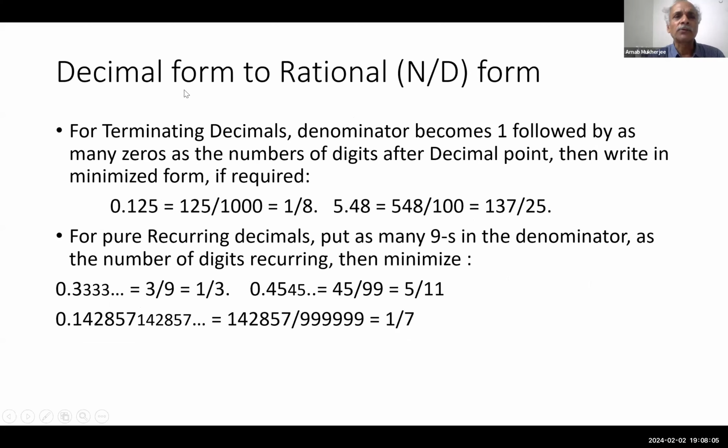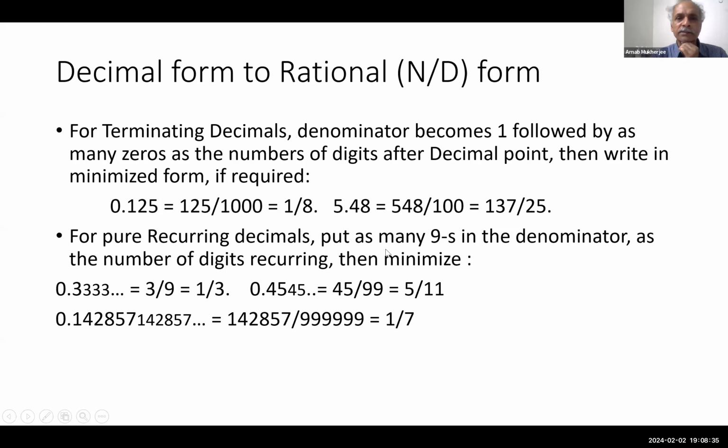And there is a way for decimal form to rational form transformation. It is like this. You take a terminating decimal, there is no repetition. So it is 10 to the power of so many numbers, and you cancel that, it will come out. 5.48 is 548 divided by 100. So it is like this.